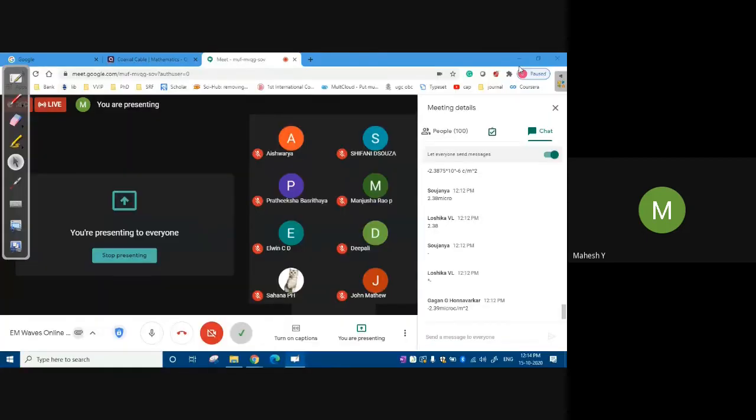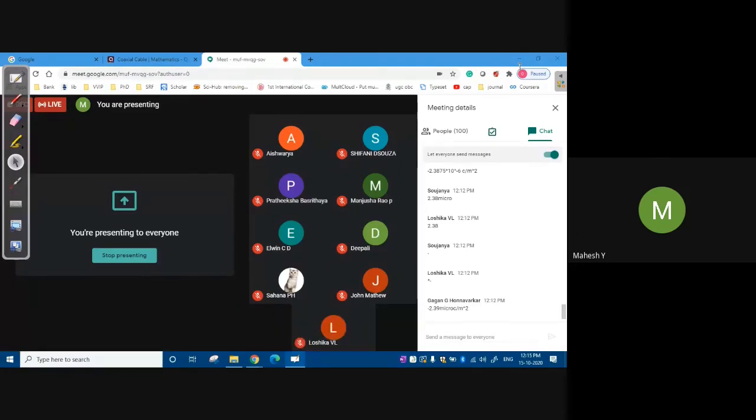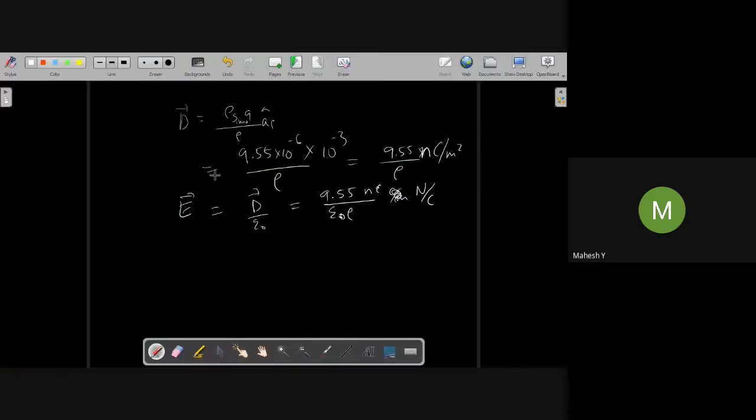9.55 nano divided by epsilon 0 rho. So rho will be rho itself. Don't substitute any value for rho because it is in terms of rho. We have to get the expression. Simplify only this part. 9.55 into 10 raised to minus 9 divided by epsilon 0.